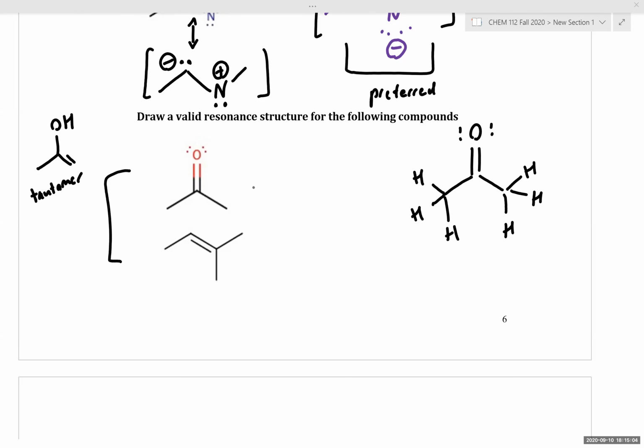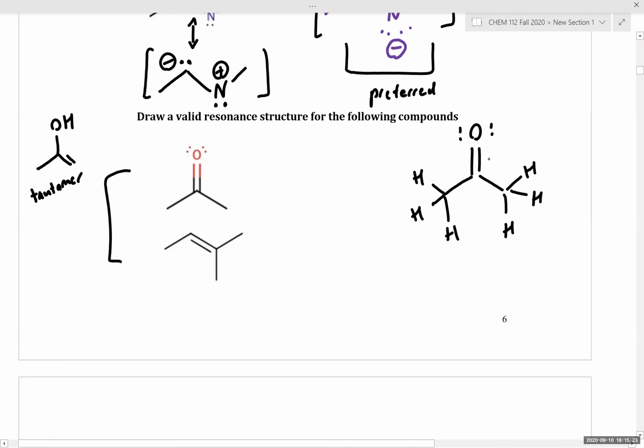It's a constitutional isomer, or more accurately, a tautomer, which is a species generated from a series of proton transfers. Now that I've drawn out my carbon-hydrogen bond, for resonance structures, try to keep things as simple as possible.